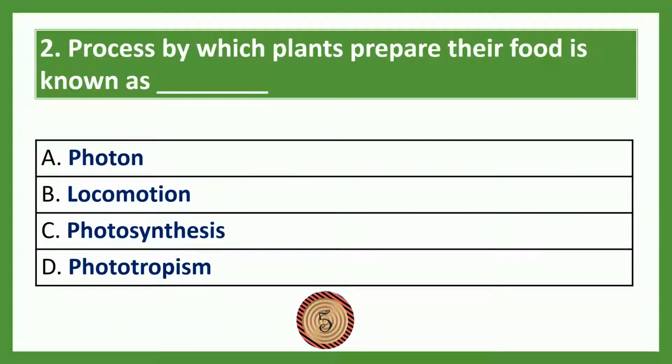Phototropism is a movement of plants towards option A, sunlight, option B, ground, option C, water, option D, other plants. The answer is option A, sunlight.